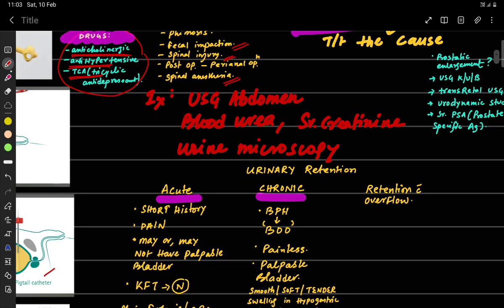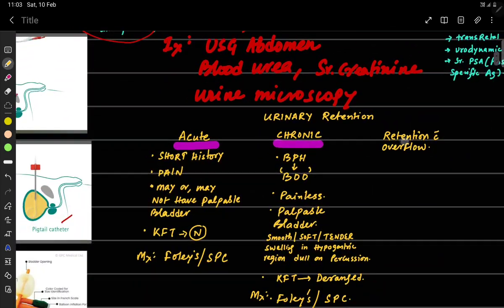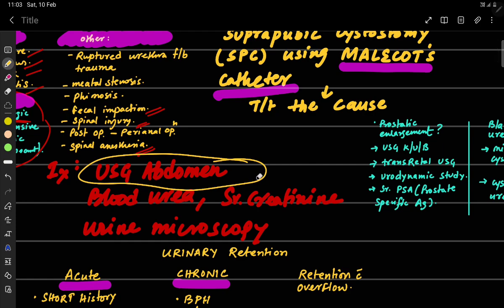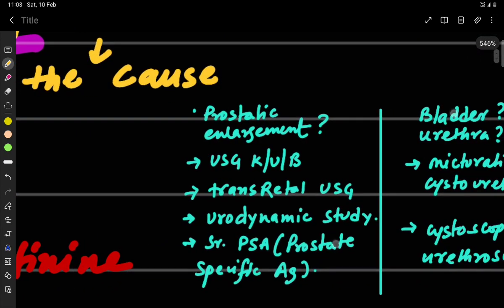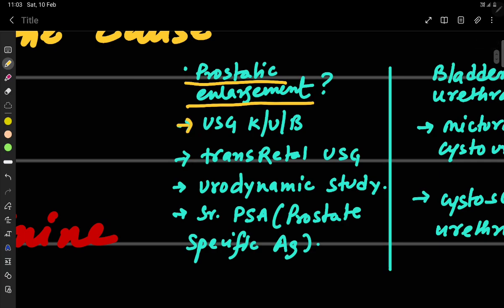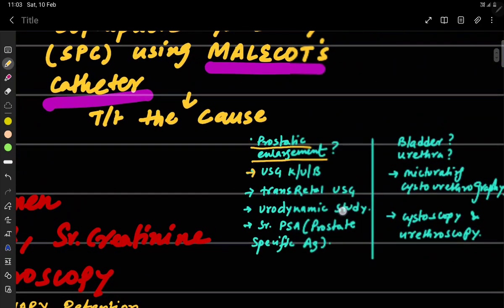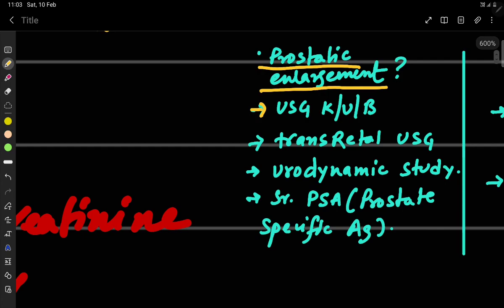Okay, so investigations. First you have to do the USG abdomen, to rule out the prostatic cause or the bladder or the urethral cause. So if there is prostatic enlargement, for evaluation of prostatic enlargement, you have to do the USG of kidney, ureter, bladder. Here USG abdomen is a broad term. So more specifically, for the evaluation of prostatomegaly, you have to go for USG kidney, ureter, bladder.